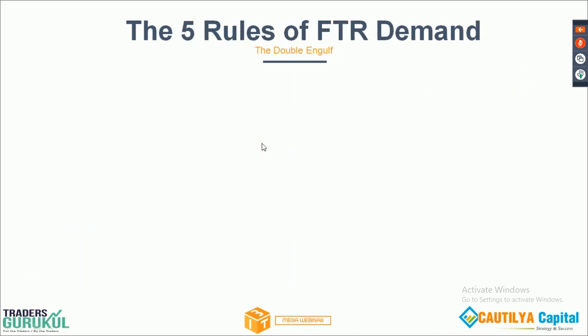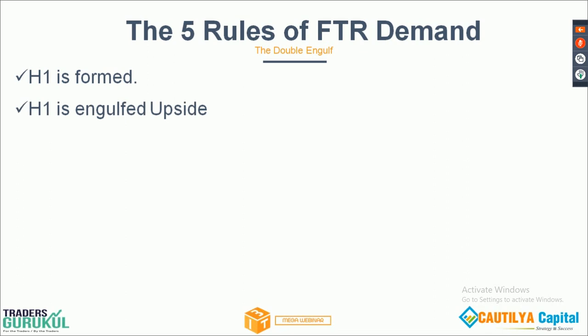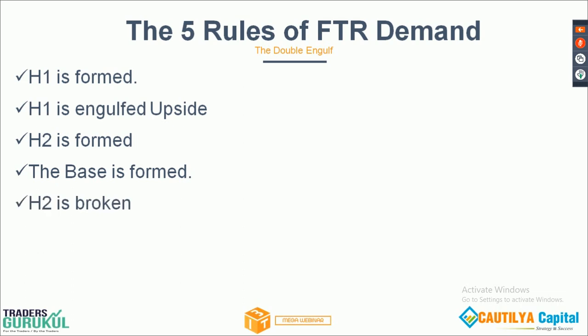Great. Now, what are the 5 rules of FTR demand? H1 formed, H1 is broken, H2 formed, the base is formed, H2 is broken. That's it. We have quantified everything. We have defined measurable rules for you.